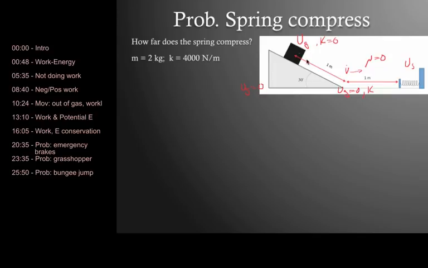So let's find out how far the spring compresses. So what we know is that energy initially equals energy final. So this is our energy conservation. So the energy that we have initially is mgh.